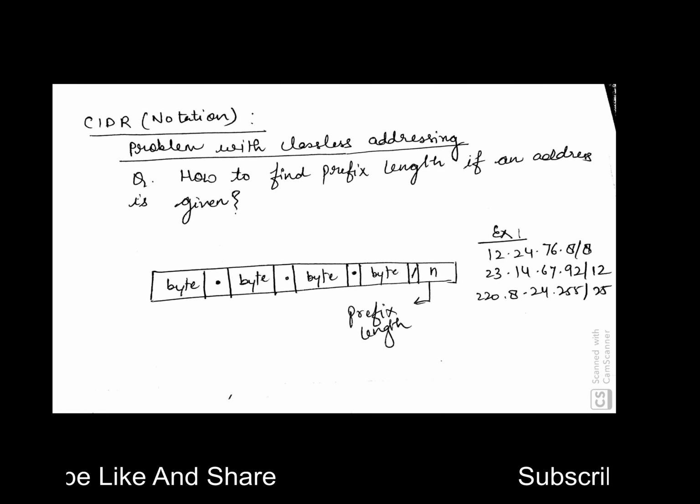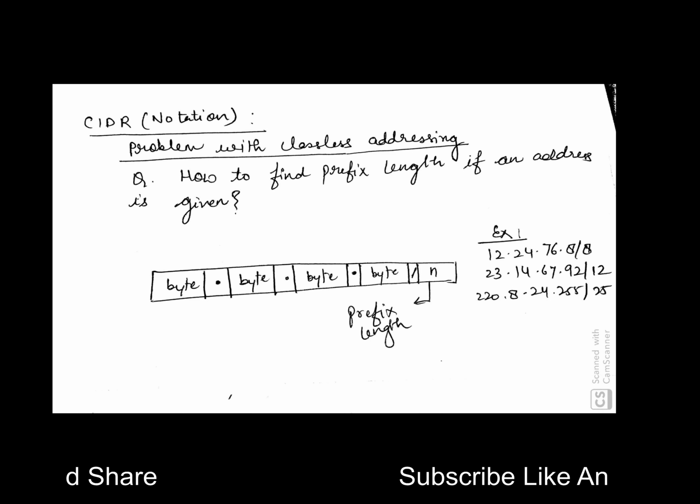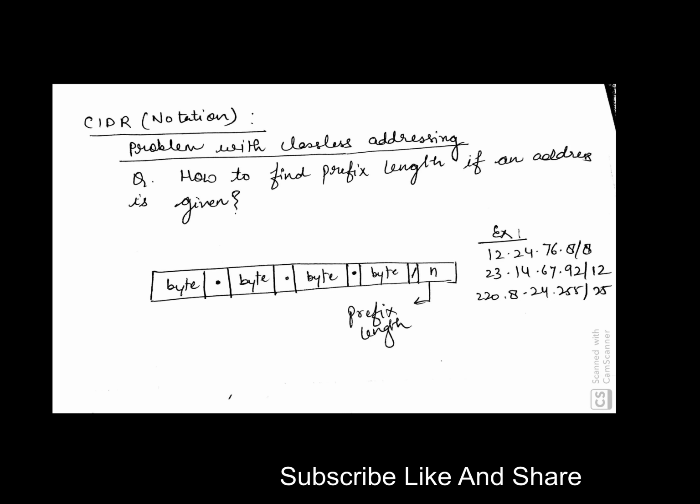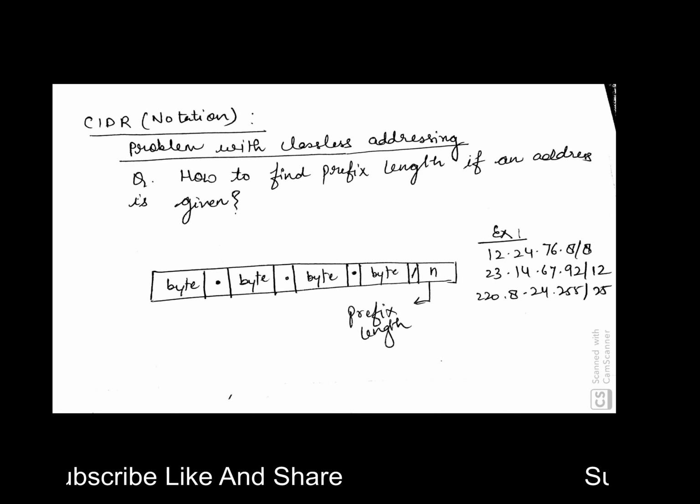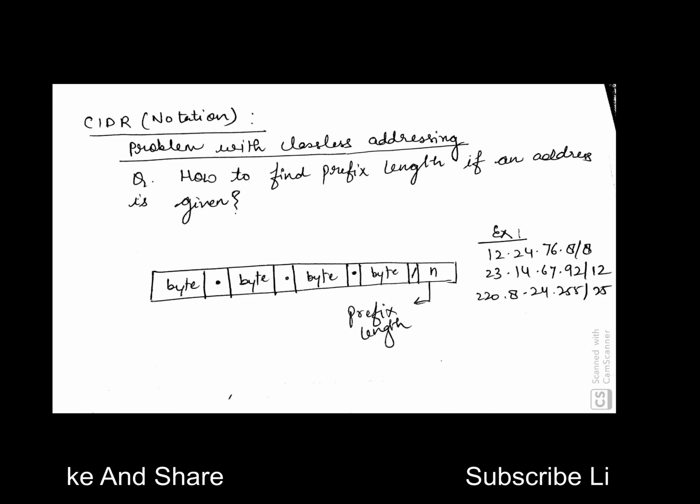Here this example says 12.24.76.8/8, so the value of n is 8. Now the third example has n value 12, and in the last example the prefix length n is equal to 25.